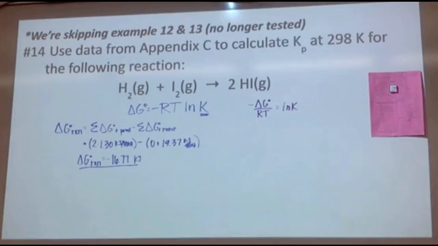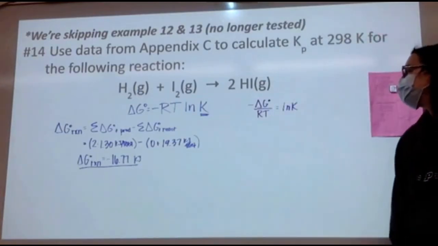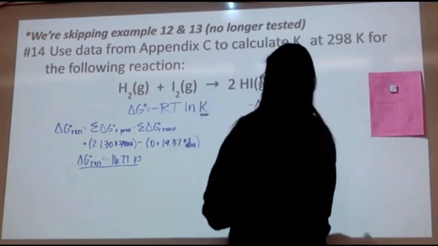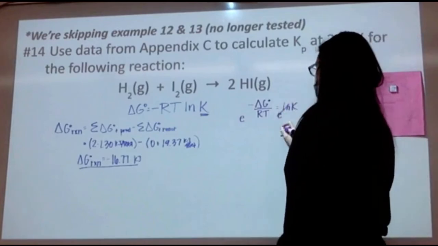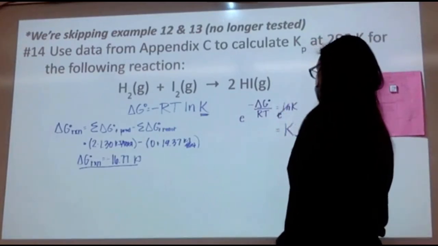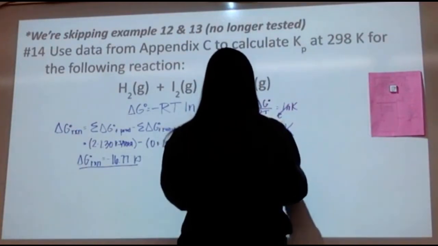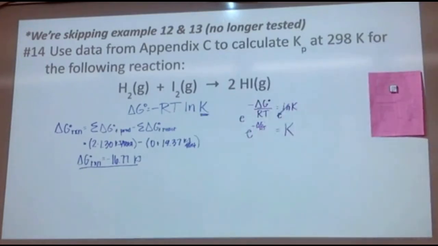Natural log of K is one variable right now. You can't just divide by ln. Your calculator is going to say, sorry, that's not right. To get rid of a natural log, you can do e to the x. So e to the ln K allows me to just have K on one side. And then e to the negative delta G over RT on the other side.